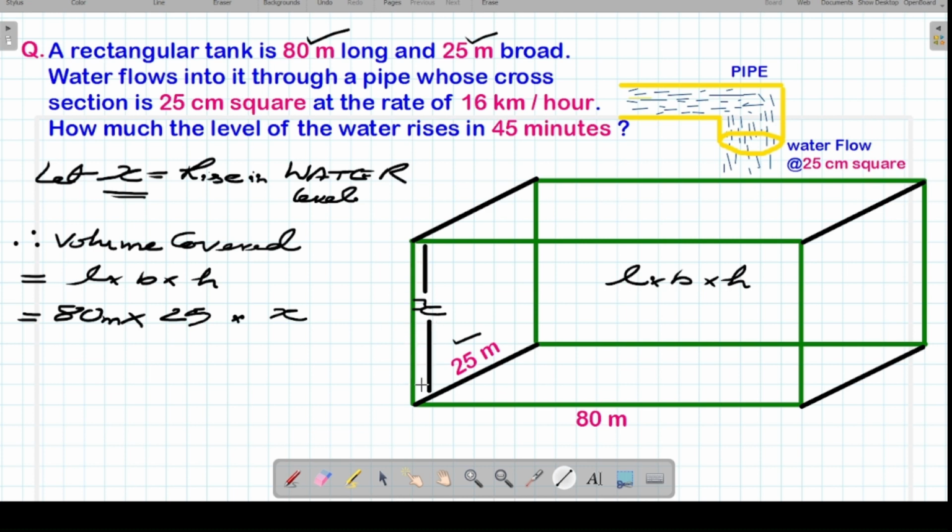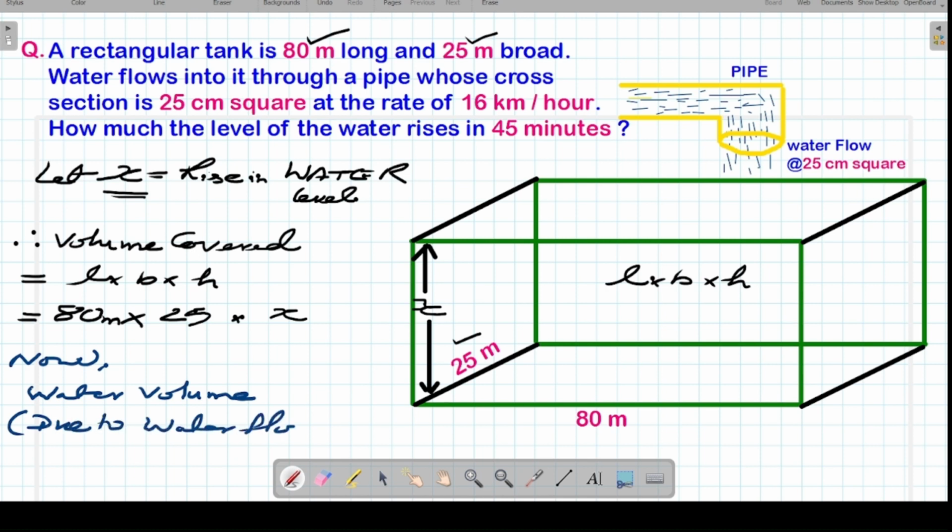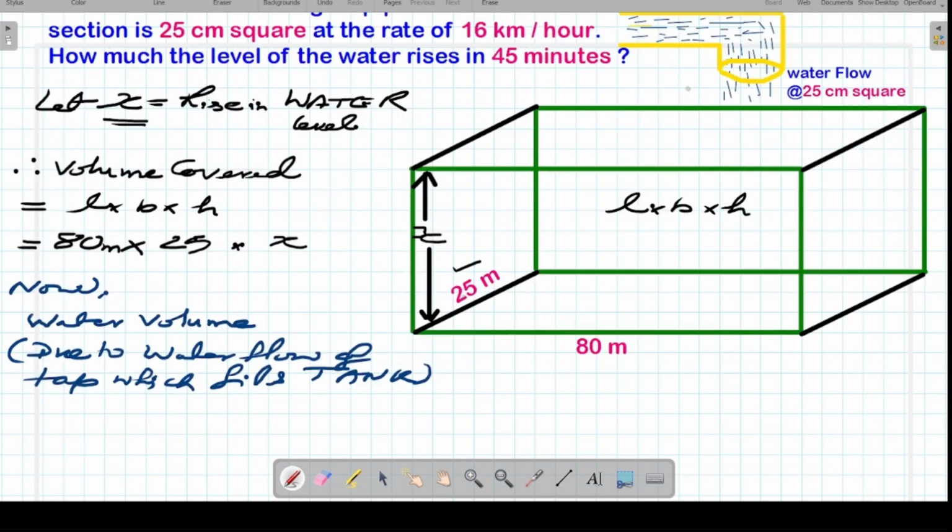So L into B into H is the volume of a cuboid. The water cuboid formed inside the given tank is equal to L into B into H, that is 80 meter into 25 meter into x. This is the volume of the water cuboid which is formed by the flow of tap water for 45 minutes. Now similarly, we can find out the water which is filled through the pipe. So let us calculate the volume of water.